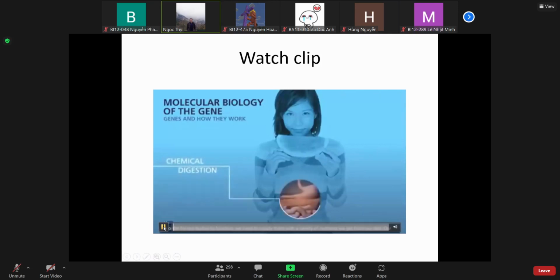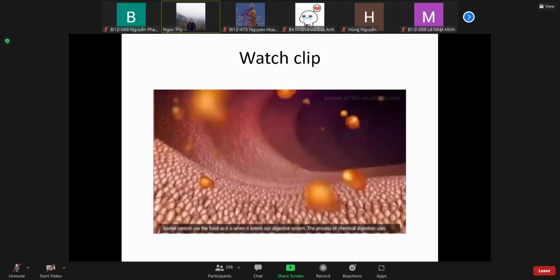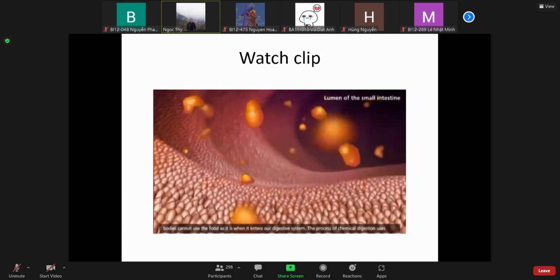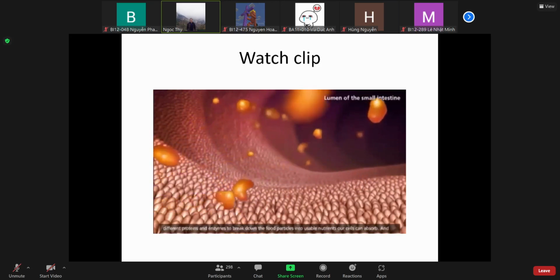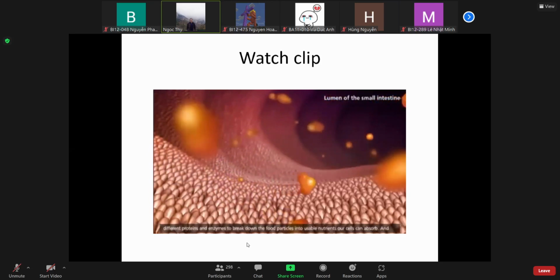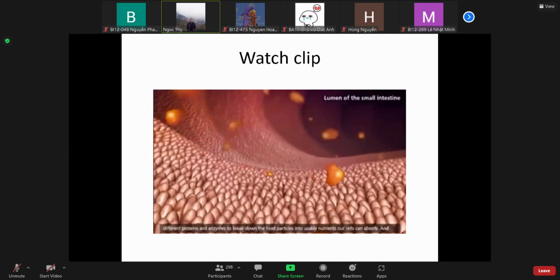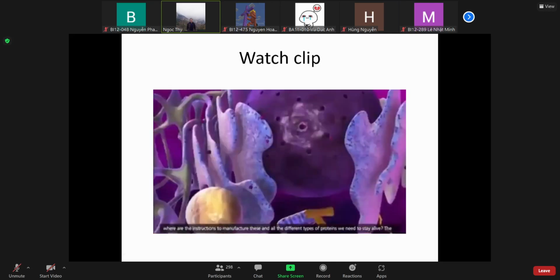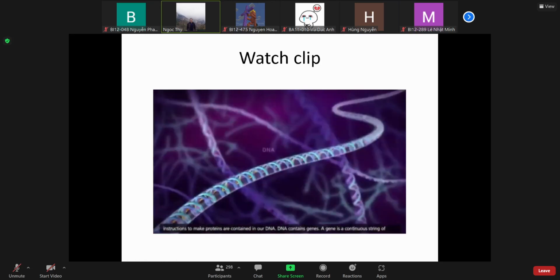For our bodies to function, we need to supply them with a variety of nutrients we get from our diet. Our bodies cannot use the food as it is when it enters our digestive system. The process of chemical digestion uses different proteins and enzymes to break down the food particles into usable nutrients our cells can absorb. And where are the instructions to manufacture these and all the different types of proteins we need to stay alive? The instructions to make proteins are contained in our DNA.